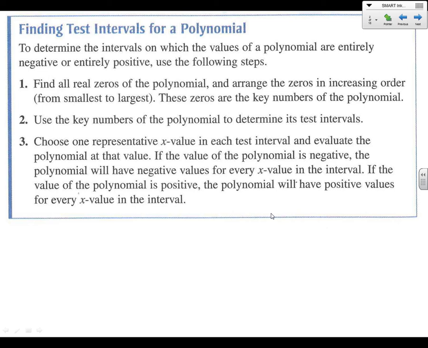Once we have the key numbers, we're going to determine the intervals that we're going to test on, and we'll talk about that in a second. And then number 3, we're just going to pick one number from every interval and use that to test whether our polynomial is true or not.